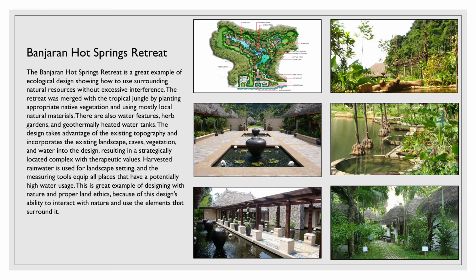Harvested rainwater is used for landscape setting, and the measuring tools equip all places that have potentially high water usage. This is a great example of designing with nature and proper land ethics because of this design's ability to interact with nature and use the elements that surround it.